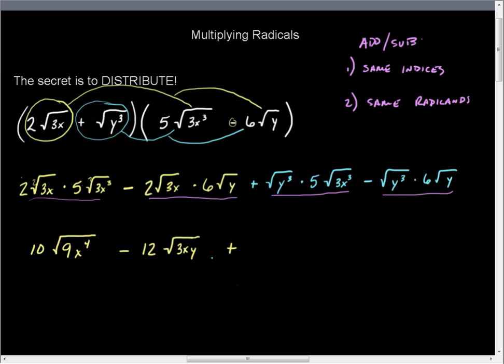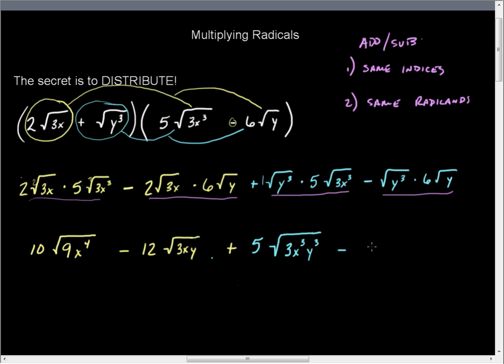Plus, now switch to blue so that you know which side I'm on. Root of y cubed, so I have an imaginary 1 out here. 1 times 5 is 5. I have the same index, so I can combine what's underneath. That gives me 3x cubed y cubed.